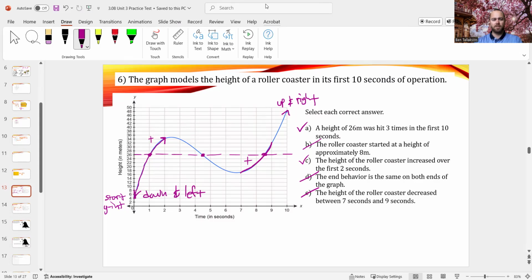All right. Well, those are the first 6 problems of our practice test. Come back to the next lesson to get the last 6.